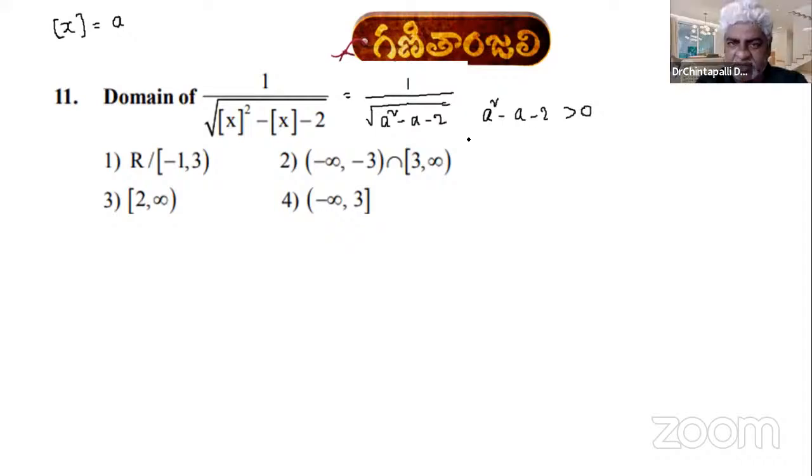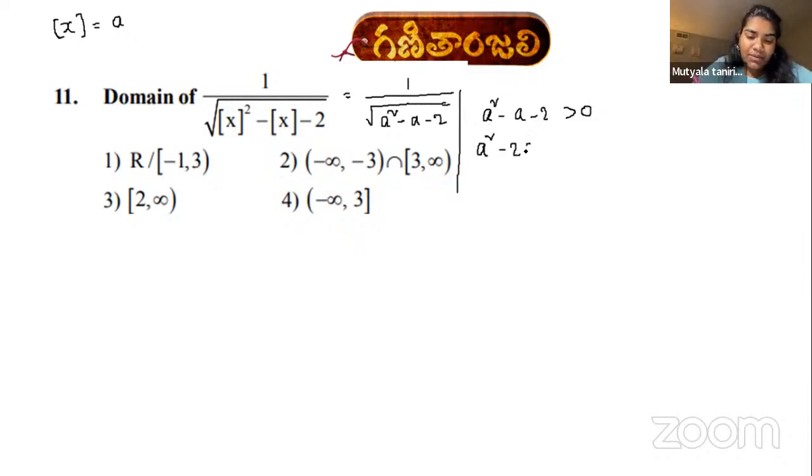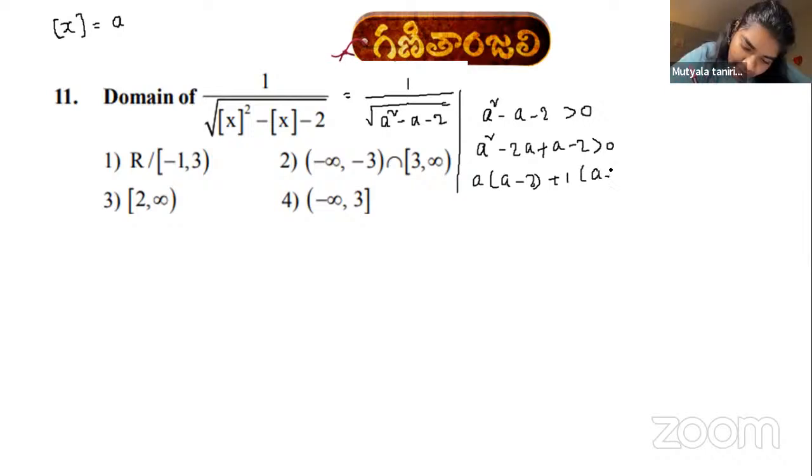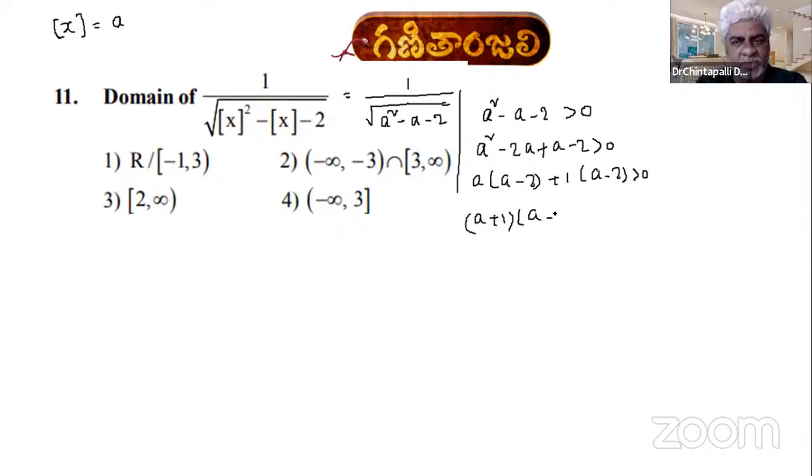Now, factorize this. You know factorization? a square minus 2a plus 1a minus 2 is greater than 0. Very good. Now take a common. a times a minus 2 plus 1 times a minus 2. 2a plus 1 are the factors. Very good. So that is (a plus 1) times (a minus 2) is greater than 0.